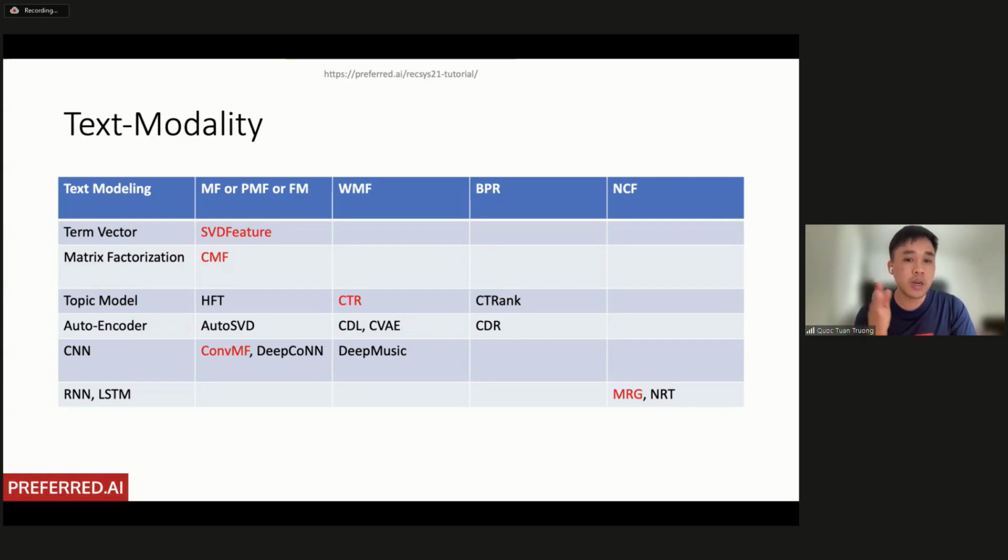In each of the columns, we organize in terms of how they model the preferences. Basically, it's standard matrix factorization, PMF, or factorization machine. The second column is weighted matrix factorization, which mainly works with implicit feedback. Then we have BPR and then NCF. For each of the rows, we present the way the text is being modeled.